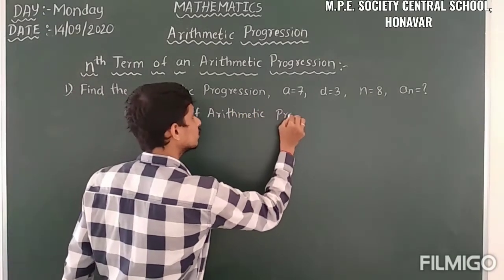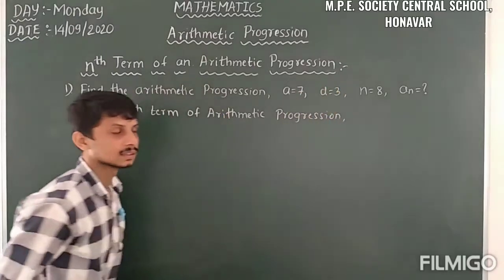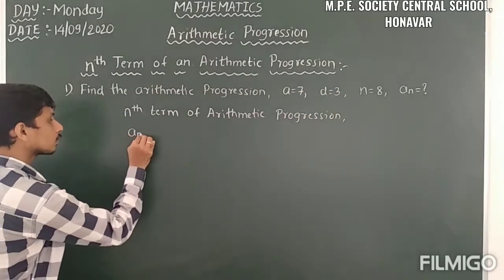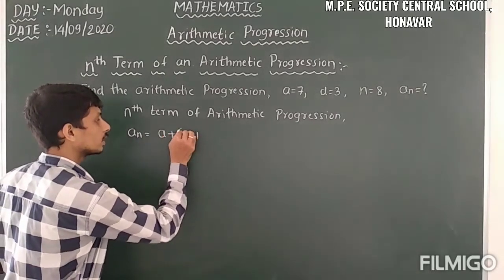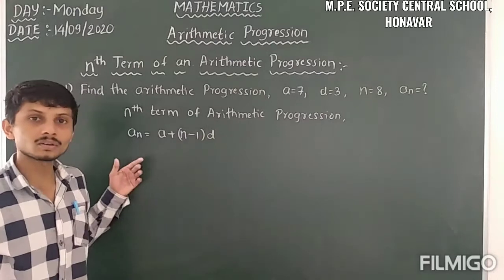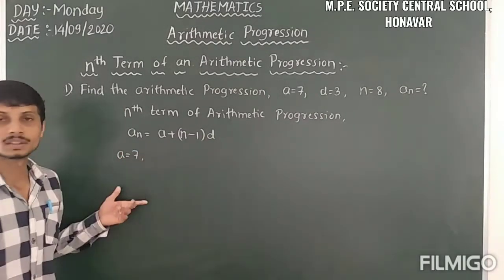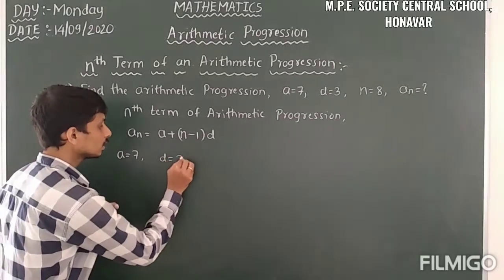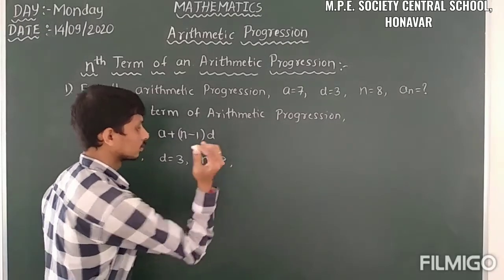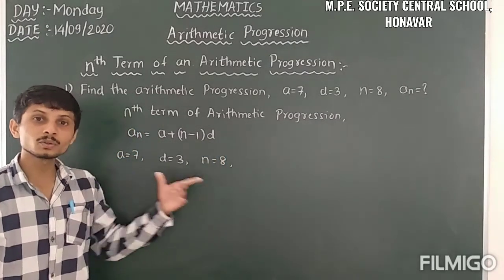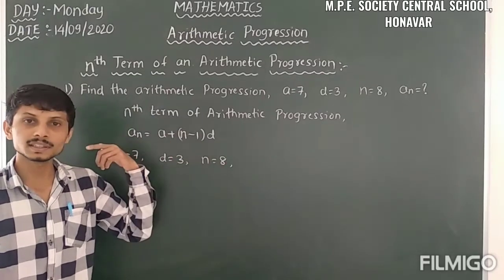Arithmetic progression: a_n is equal to a plus (n minus 1) into d. Then we have to write the given things. What are the given things here? a is equal to 7, d is equal to 3 and n is equal to 8. So we have to substitute all these values of a, d and n into this equation.